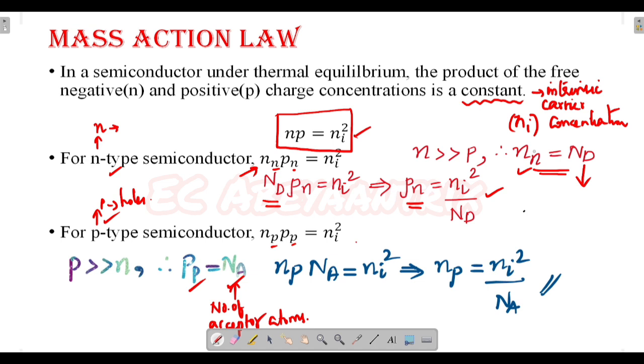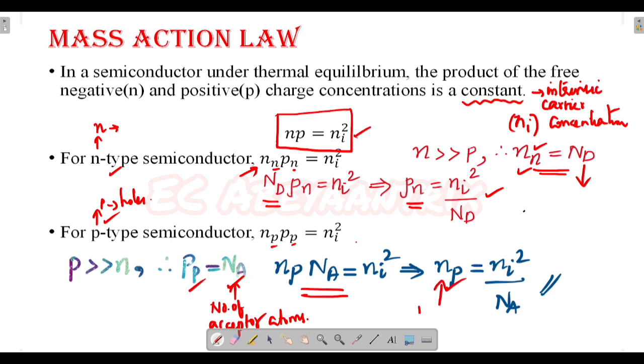Okay, so in the same way, here also we have written Nn as Nd, no? In the same way we can write the number of holes equal to the number of acceptor atoms Na. So this entire equation can be rewritten like this: Np into capital Na equal to ni square.